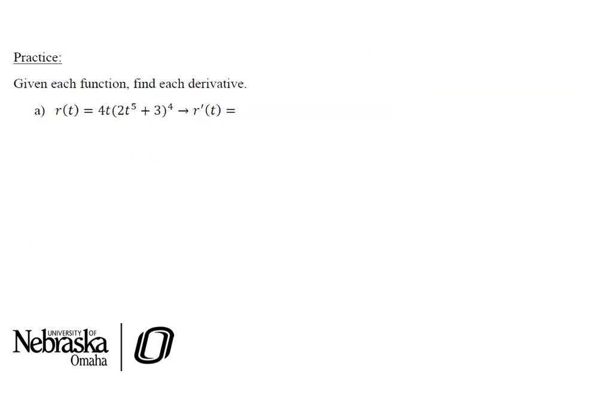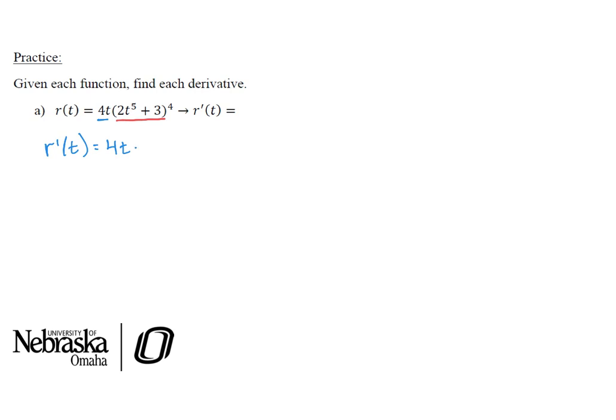Okay, and then still on page 26, we have a few more examples of the chain rule, well, all the rules we've learned so far. So again here, if you look at it, we have the product of two terms. We have 4t times 2t to the 5th plus 3 to the 4th. So we have a composite function and just a nice easy function 4t. So when we take the derivative, we get the first term times derivative of the second.